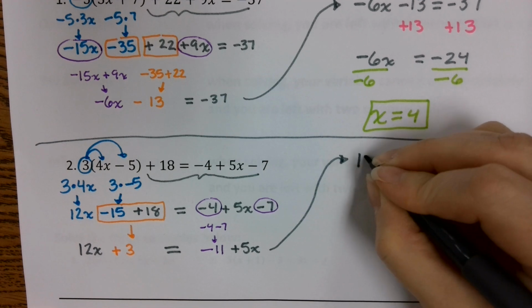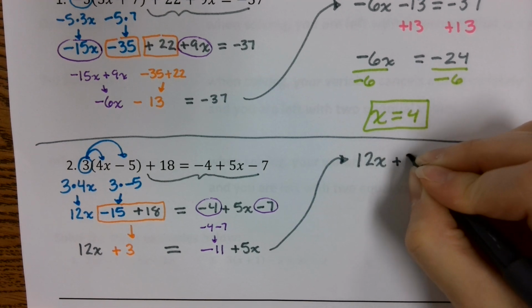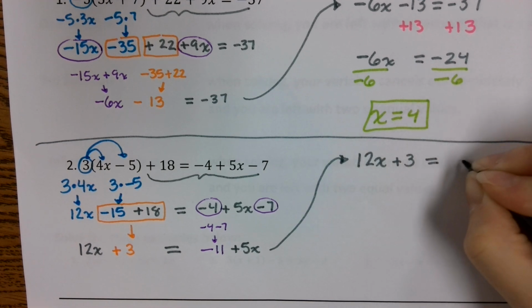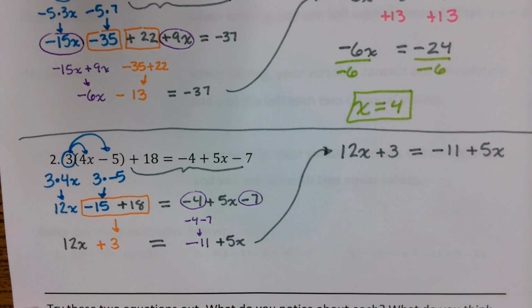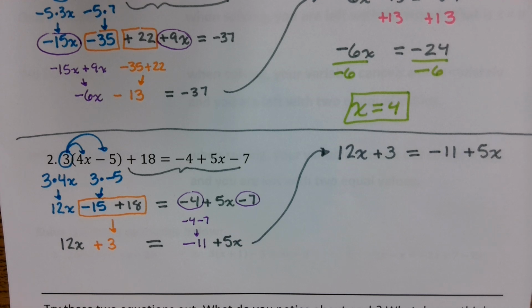Okay, so I now have 12x plus 3 is equal to negative 11 plus 5x. Now I can start to solve. But I have variables on both sides. I can't have variables on both sides. So what do I do? Eker?